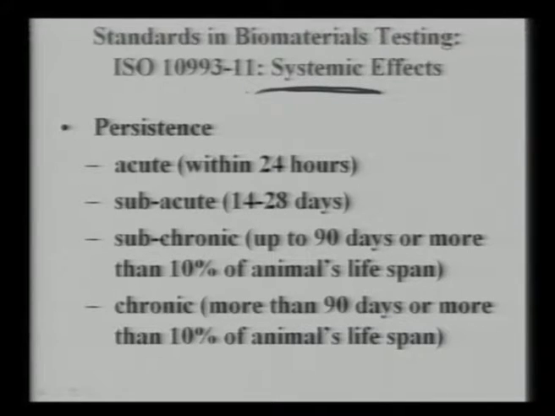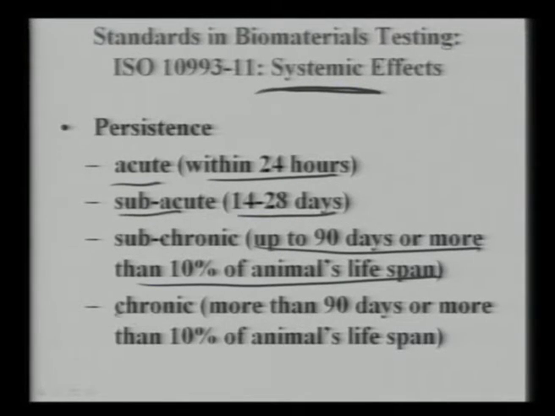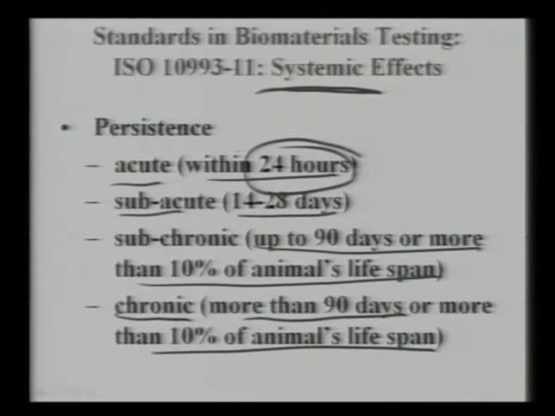Systemic effects means whether a biomaterial, when implanted inside the animal body, causes some effect in the system which surrounds that biomaterial. It can be acute, within 24 hours; subacute, within 14 to 28 days; subchronic, up to 90 days or more than 10% of the animal's lifespan; and chronic, that is more than 90 days and more than 10% of the animal's lifespan. Suppose any biomaterial causes some toxic effect and it is seen within the first 24 hours of implantation, then we can call it a very acute toxic effect.